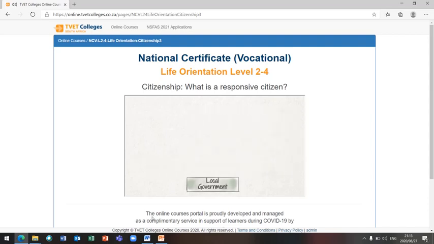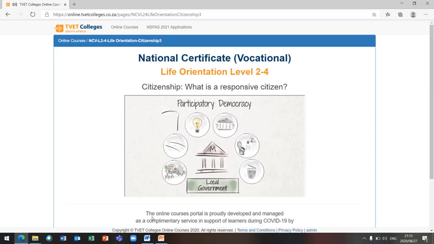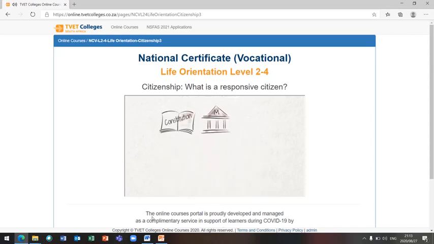Especially local government plays a very important role in participatory democracy. Our municipalities are focused on providing infrastructure and services which influence our day-to-day lives directly. Our Constitution therefore requires municipalities to encourage the involvement of communities and community organizations and respond to people's needs.